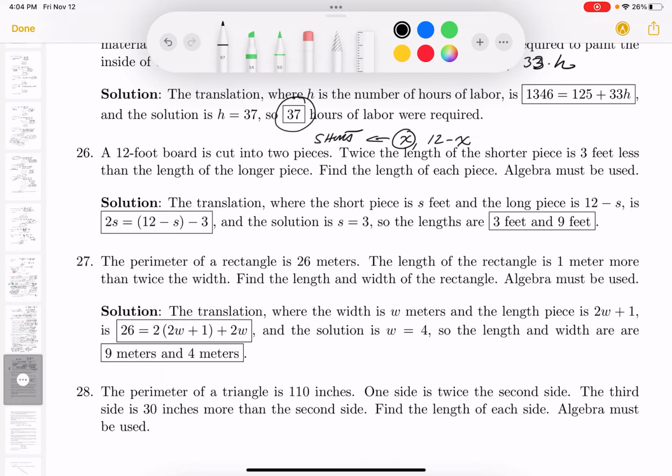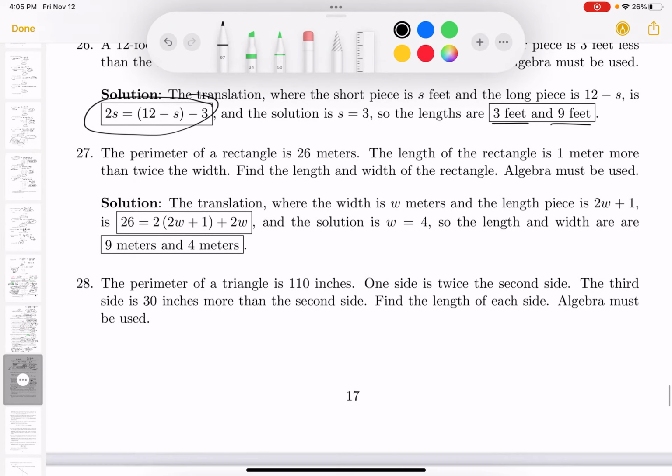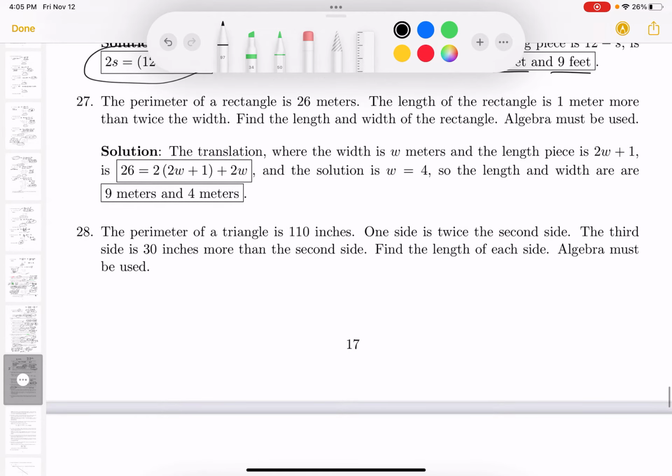All right? So let me write this one down. What does it say? It says twice the length of the shorter piece is 3 feet less than the length of the longer piece. Well, what's the length of the longer piece? 12 minus X. This is the equation. Now again, the equations are written over here. I'm using different letters, but I did do that. And if you solve that, you should get the short piece to be 3 feet and the long piece to be 9 feet. Again, if you're having trouble solving equations, you shouldn't be doing word problems. You should be trying to solve an equation.